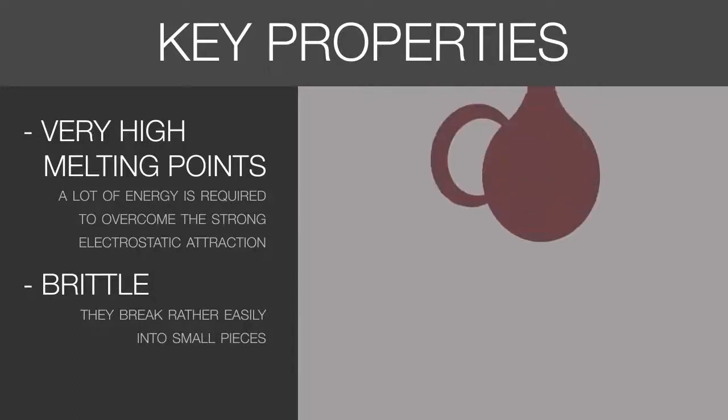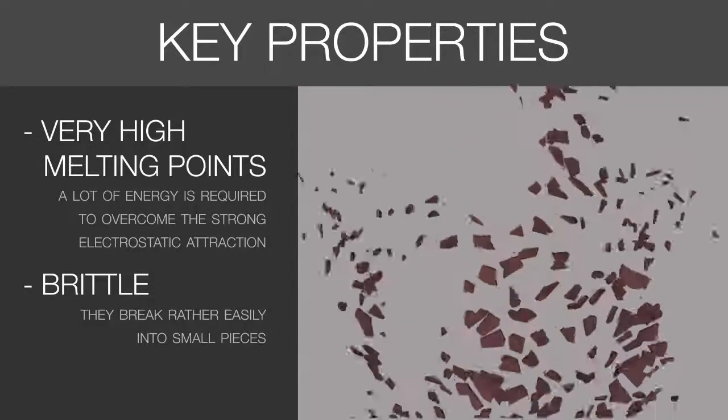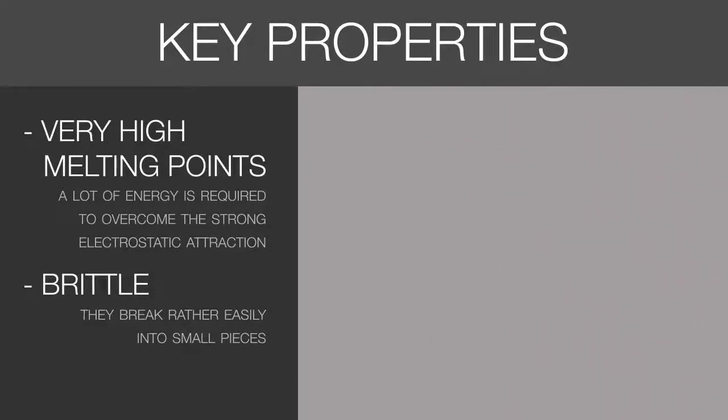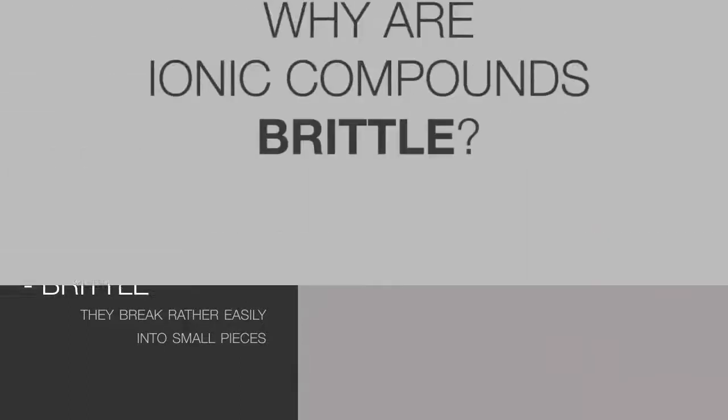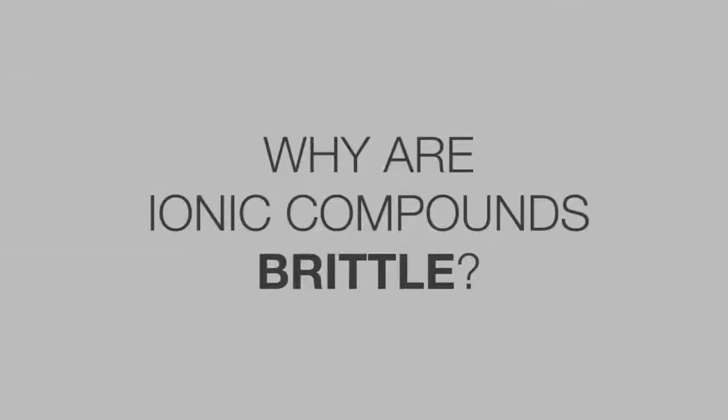A ceramic flower vase is also brittle. If knocked over, chances are it will break into small pieces. But why are ionic compounds brittle?